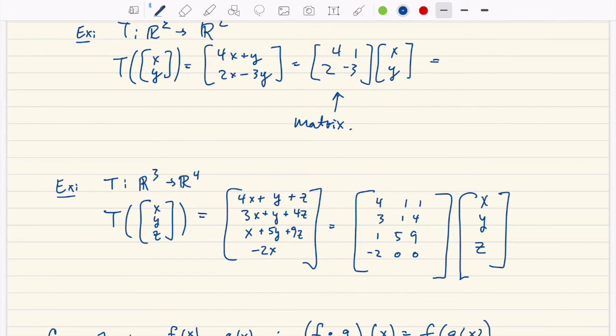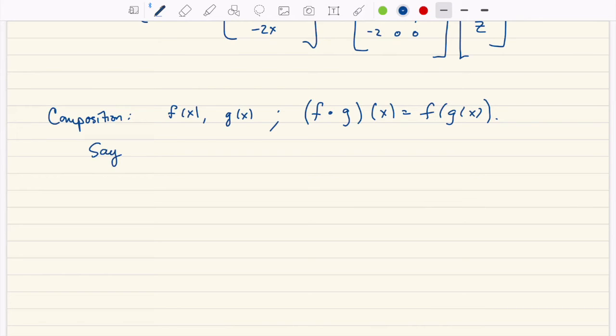So I could have written this as T of (x, y) equals A times (x, y), or even more to the point, let's call this vector v. So T of v is Av. That's how we're going to think about our linear transformations. So let's say that I have two linear transformations, T of v, which is Av, and S of v, which is Bv. And let's just for convenience say that T and S both map Rn to Rn, so they have the same input and output size. We don't really need that.